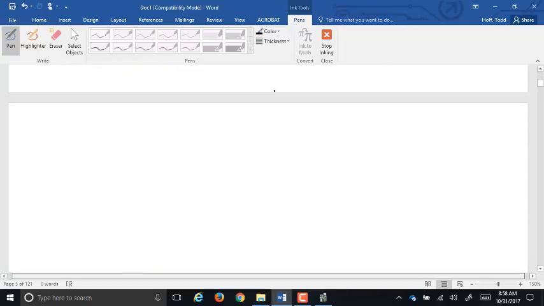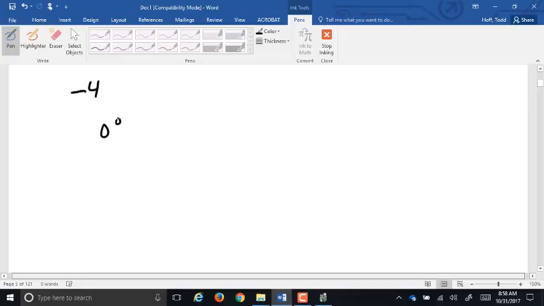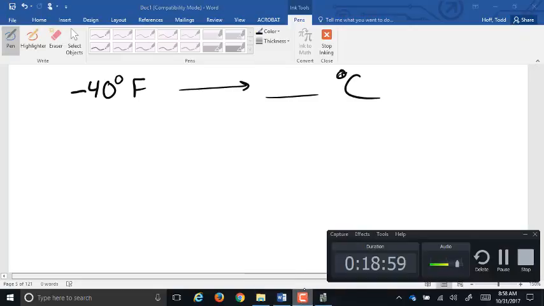Now, using the formula, I want you to tell me, let's say that our minimum temperature this winter is negative 40 degrees Fahrenheit. Convert that into degrees Celsius. In your notes, make that conversion for me. We'll talk.